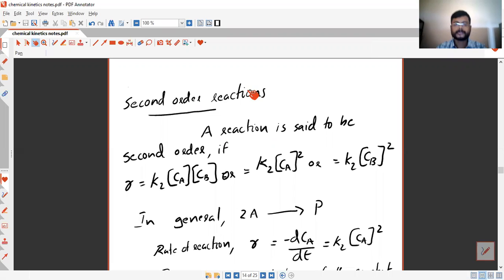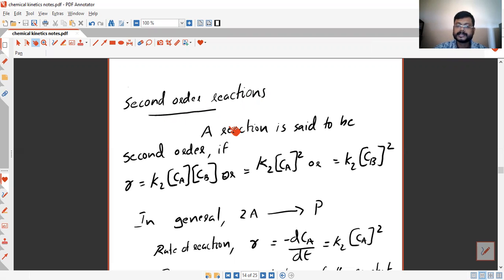Hi, welcome to the next topic, chemical kinetics. Today we are going to discuss second order reactions and write the equation for a second order reaction. As we already discussed what is the order of a reaction, there are different types: first order, pseudo order, second order, third order reactions.